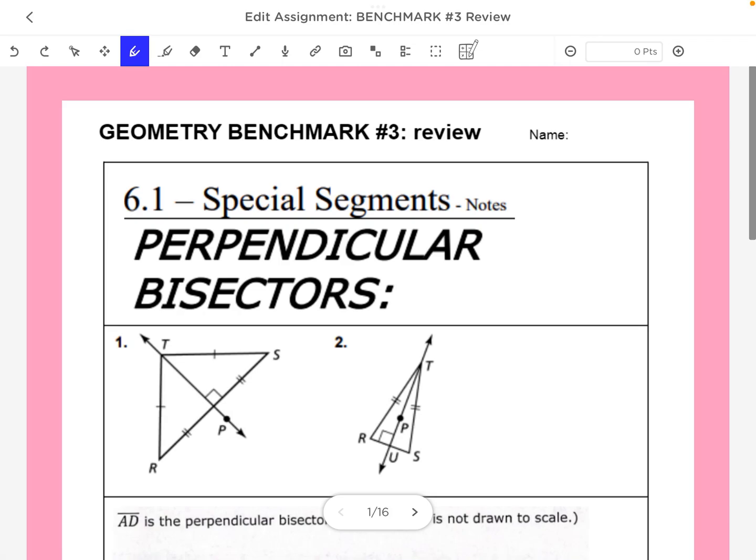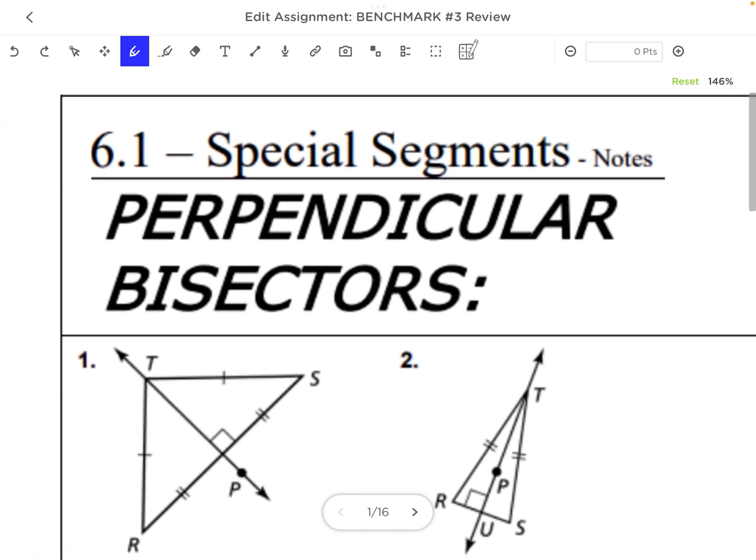Okay, kiddos, let's get right into it. We're going to be doing a benchmark review for our benchmark that we have coming up next week. All right, so let's get into starting off with Unit 6.